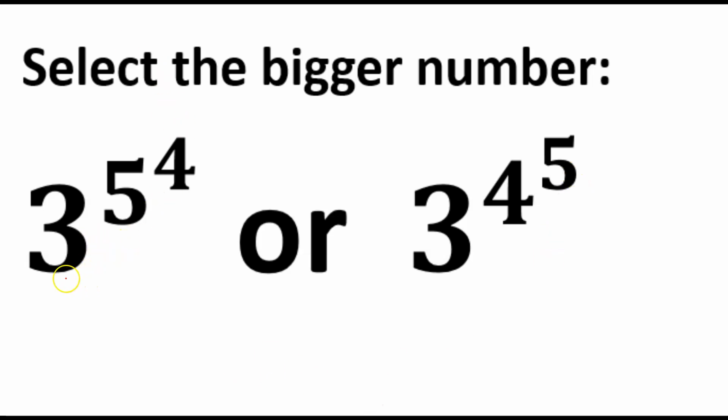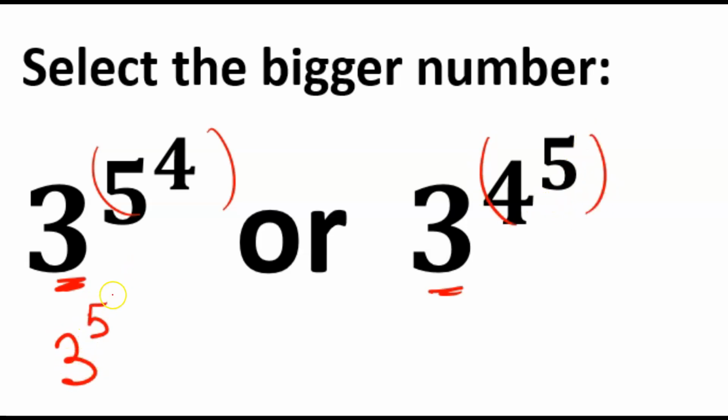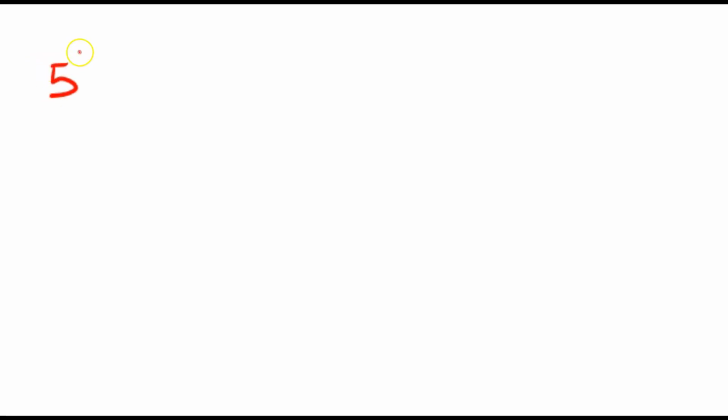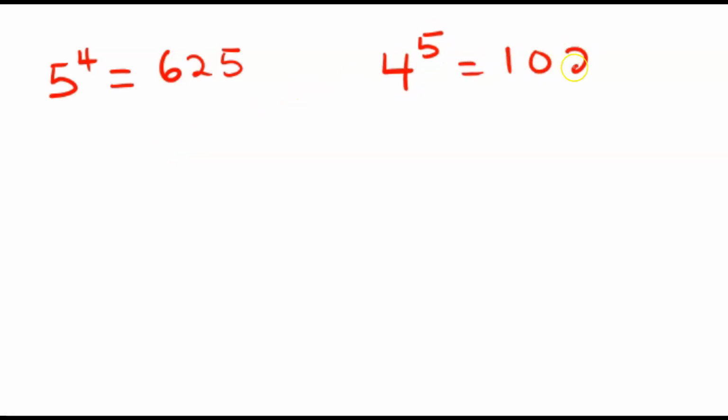Okay. So let's take this one as the base. If that's the case, then we can put these ones in brackets. Right. So you have over here 3 raised to the power 5 raised to the power 4. So 3 raised to the power 4 raised to the power 5. So 5 raised to the power 4 is 625. And then 4 raised to the power 5 is 1024.